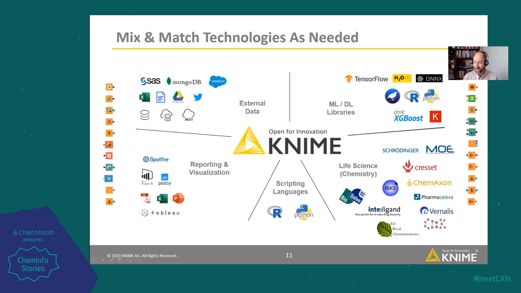On the chemistry side, I mentioned already, there are commercial nodes from ChemAxon, but we also have nodes from Schrodinger or from Cresset or from a number of other companies. And then there's open source chemistry node connections as well. So the RDKit, which is of course near and dear to my heart, nodes from Vernalis and from the former Eli Lilly site at Erl Wood. An important thing is KNIME is an open platform.